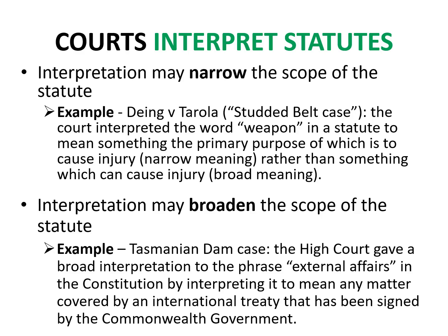This significantly broadened the scope of the Commonwealth Parliament's lawmaking powers because it meant that the Commonwealth Parliament could now make a law about any matter covered by an international treaty signed by the Commonwealth Government, even though that matter would ordinarily have been within the state parliament's residual lawmaking powers. That is, even though in the absence of the international treaty, the Commonwealth Parliament would not have been able to make a law about that matter.